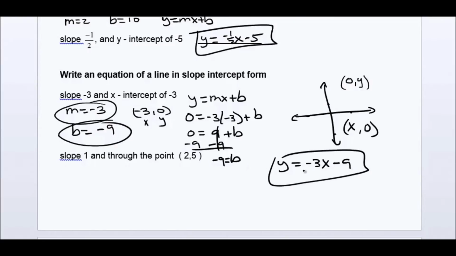Okay, where did I get negative 3 and minus 9, or negative 9? From here. Where did I get my slope? It was given. Where did I get my b? I solved for it because I didn't have it. Okay, let's do another example.